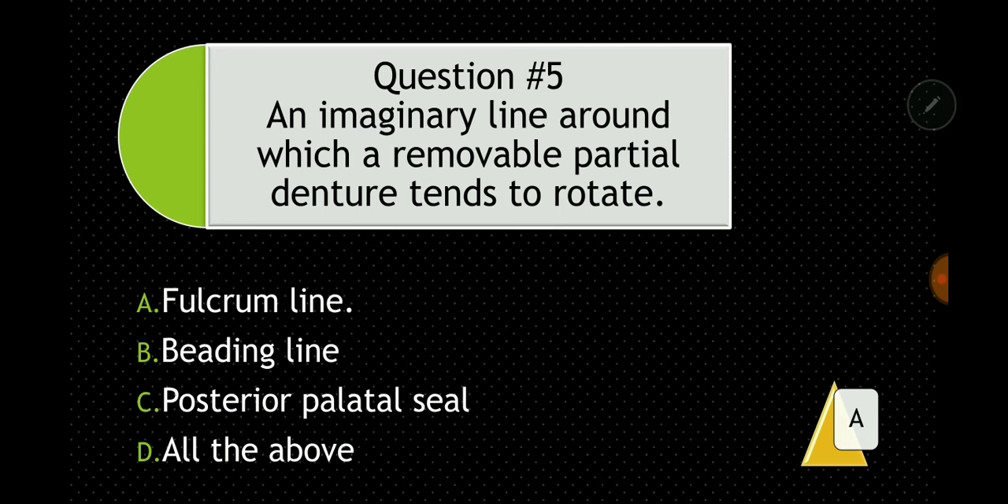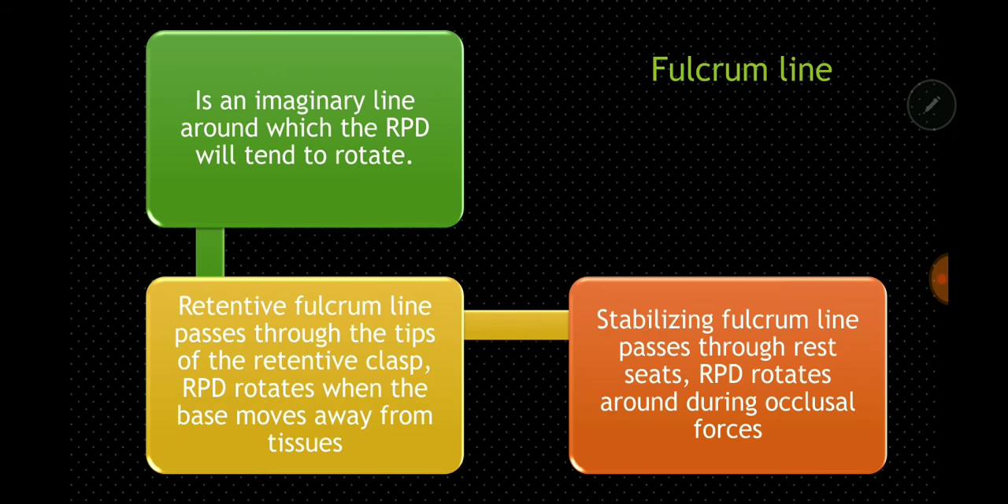You have to know that the fulcrum line is very important. So let's look at the definitions of the fulcrum line. It's an imaginary line, so you don't necessarily have to make this fulcrum line, but you have to imagine where it is. A retentive fulcrum line passes through the tips of retentive clasps. So you can imagine the fulcrum line passing through the tips of the retentive clasps.